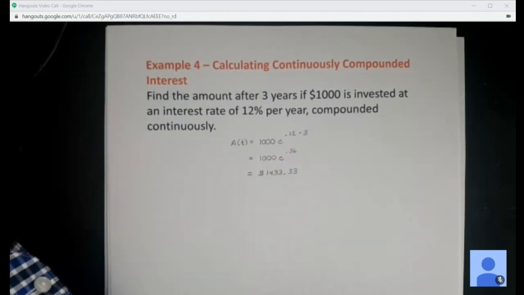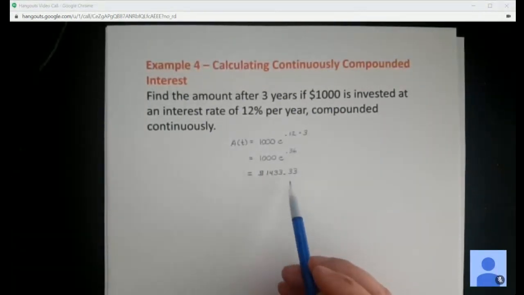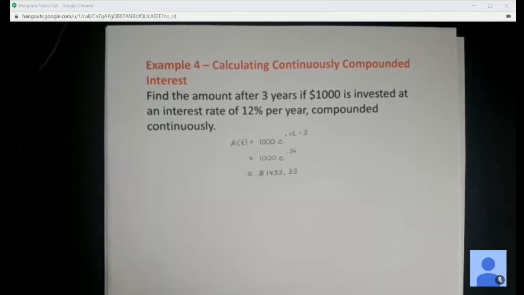Now notice it's not a ton more, because all of them were in the 1,400 range anyway. So this is only slightly more than if we had done it on a daily basis, but it is more than any of those other values. Any questions on that one?